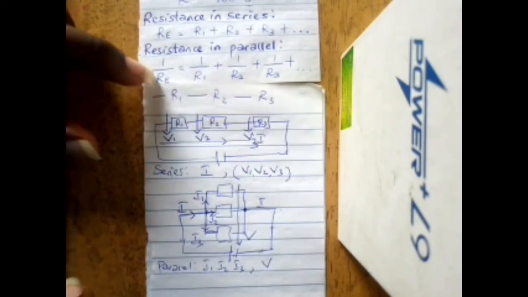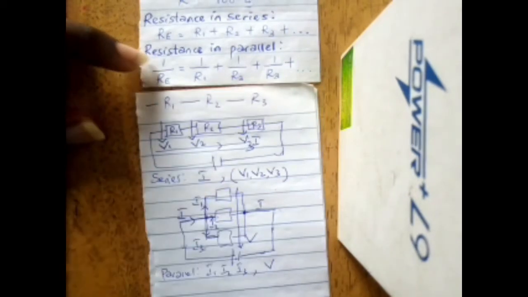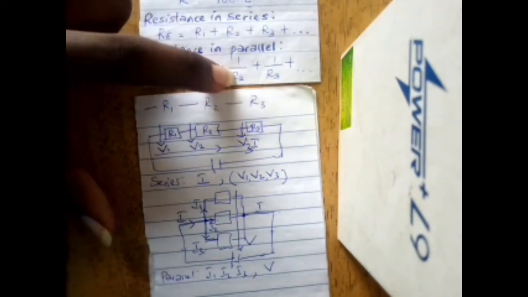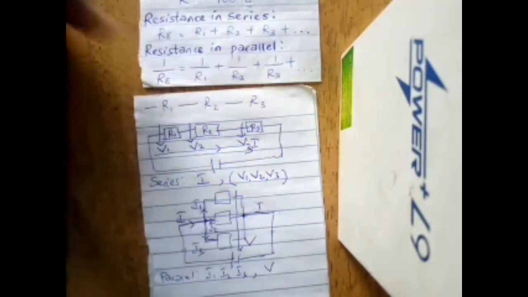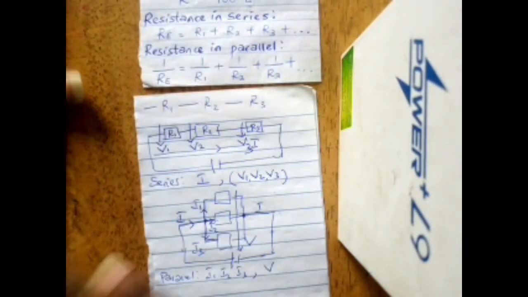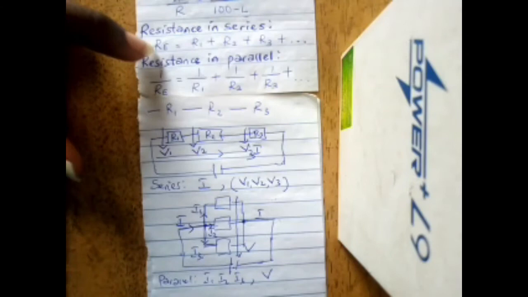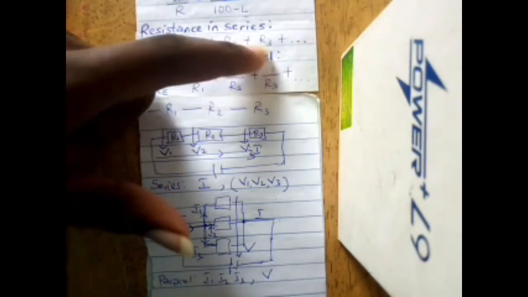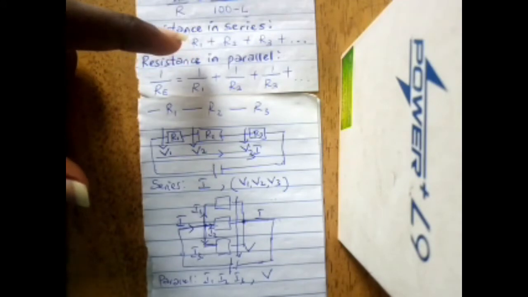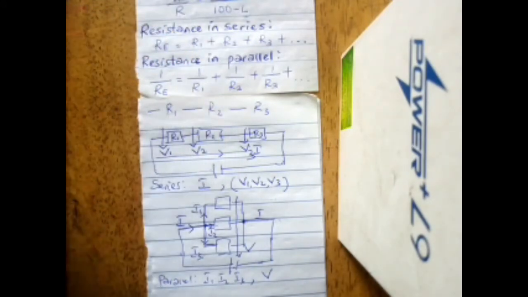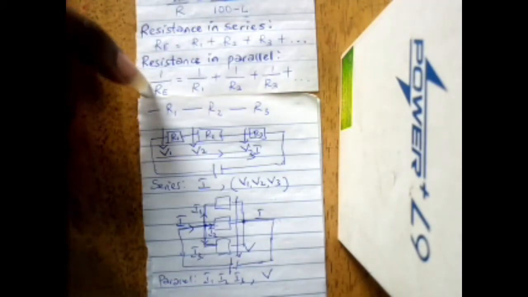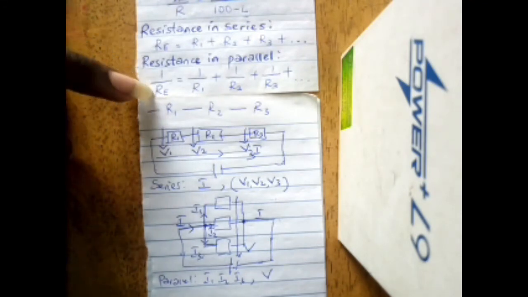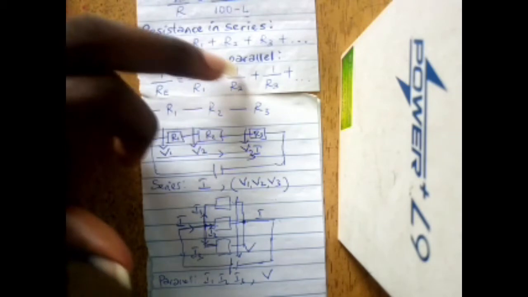So that gives us our effective resistance to be 1 over Re equals 1 over R1 plus 1 over R2 plus 1 over R3 and so on and so forth. So for resistances in series, the effective resistance is simply the algebraic sum of the resistances, whereas for resistances in parallel, the effective resistance, which is 1 over Re, equals 1 over R1 plus 1 over R2.